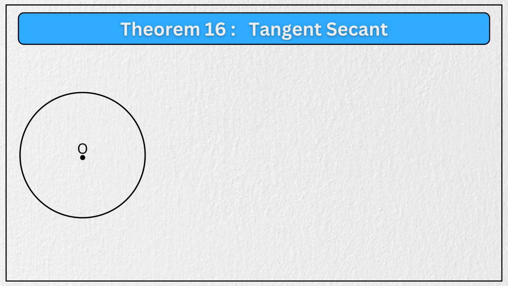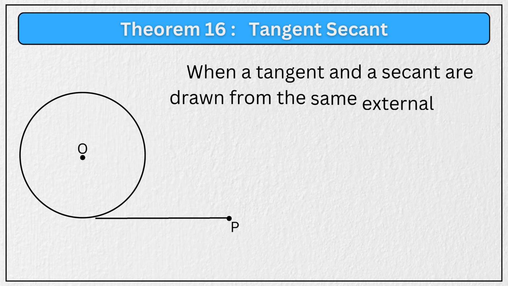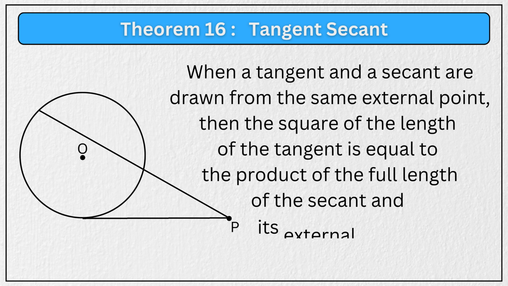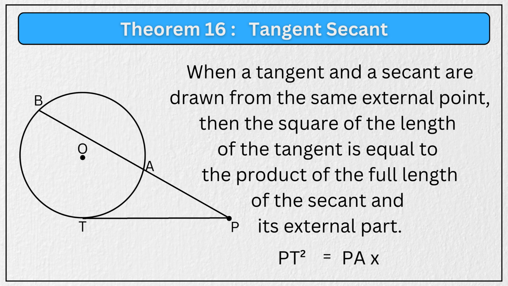16. Tangent secant theorem. This theorem states that when a tangent and a secant are drawn from the same external point to a circle, then the square of the length of the tangent is equal to the product of the full length of the secant and its external part. Example, suppose a tangent from point P to the circle touches the circle at point T. From the same point P, a secant passes through the circle, intersecting it at points A and B. Then according to this theorem, tangent squared is equal to external secant PA times full length secant PB.